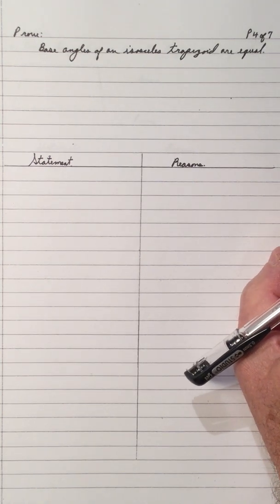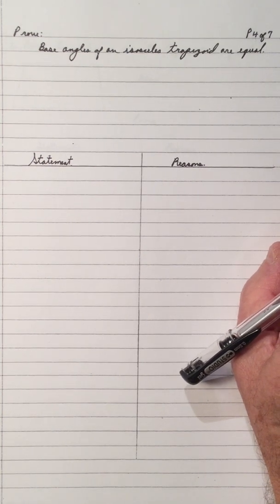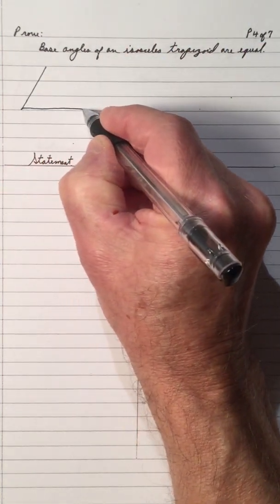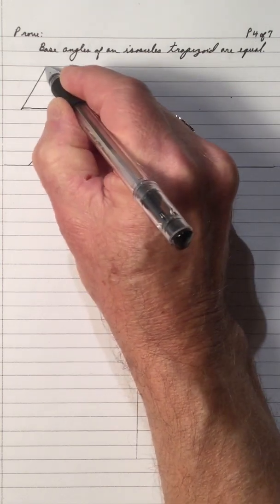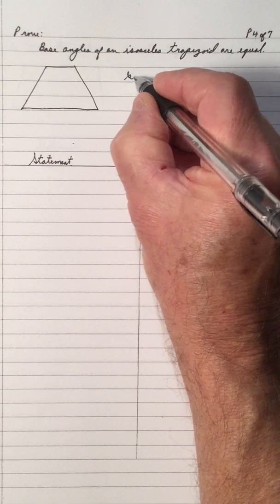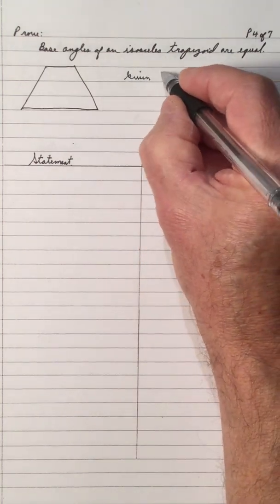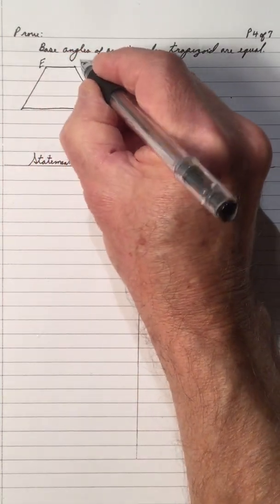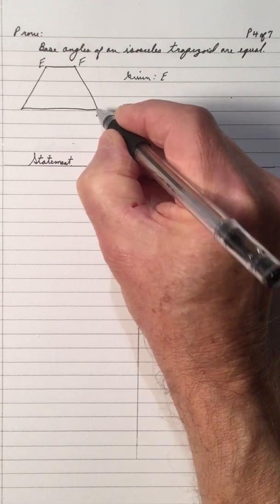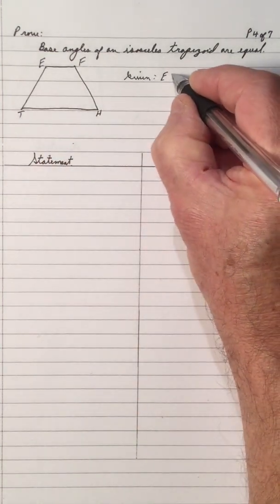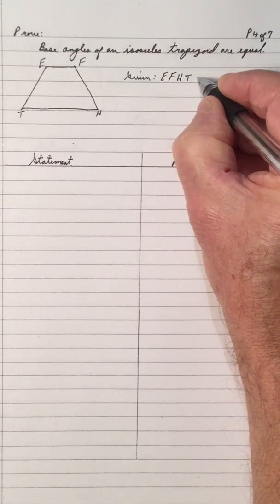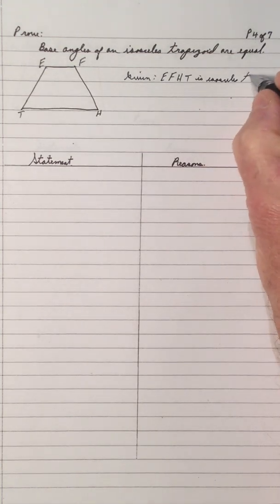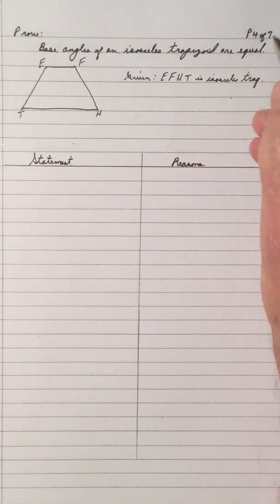Prove the base angles of an isosceles trapezoid are equal. The base angles of an isosceles trapezoid are equal. So let's draw an isosceles trapezoid. So we're given that, let's name it E, F, H, T. E, F, H, T is an isosceles trapezoid. I'm going to use the abbreviation TRAP for trapezoid.